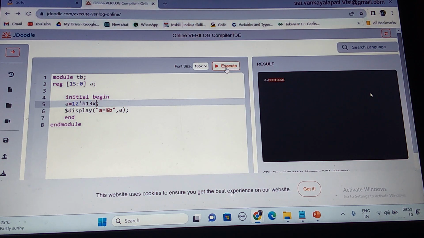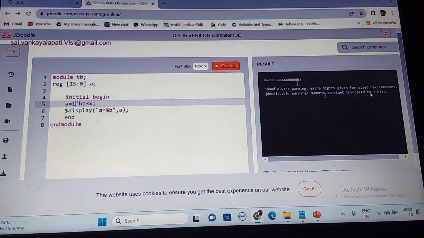The value of A is 4 x's, correct? Then 3 is 1, 1, 0, 0, and the remaining are 1, 0, 0. Now if I make this 1'h3, 1, 3, only 1 x is under the LSB, and all remaining are zeros. Can you understand?